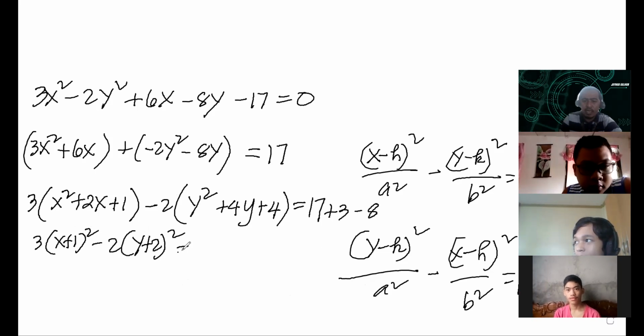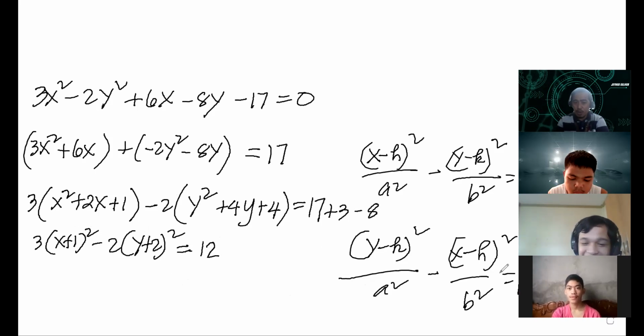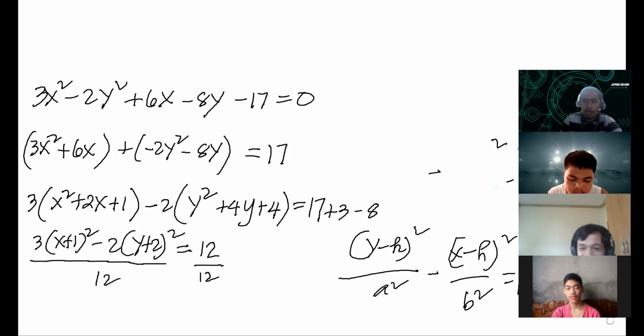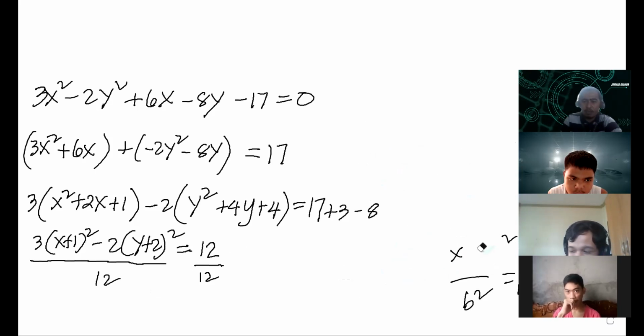equal to, how much? 12. Okay? And we are almost there, but you need to make the right side equal to 1. So what you will do is you divide both sides by 12. Okay? And after that, you are going to simplify it. Okay, what will happen here, class?